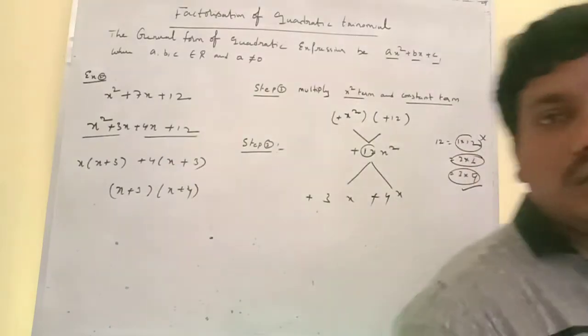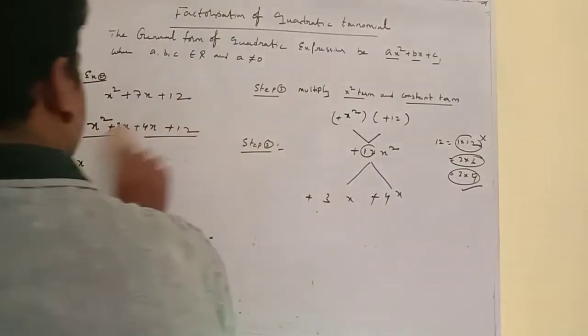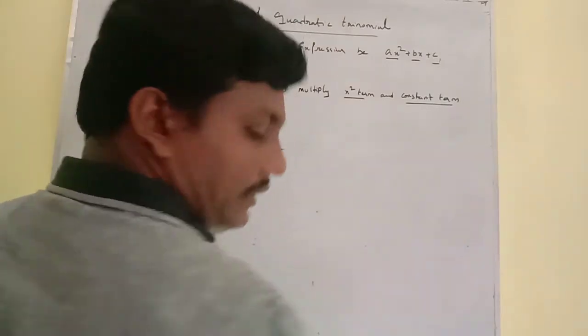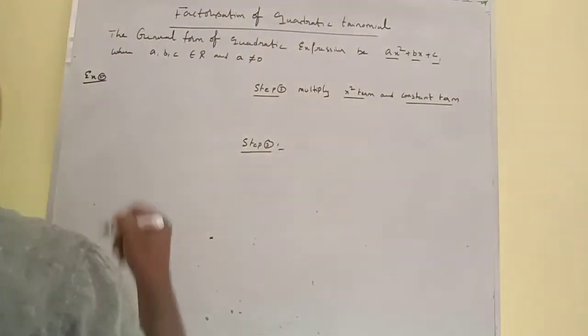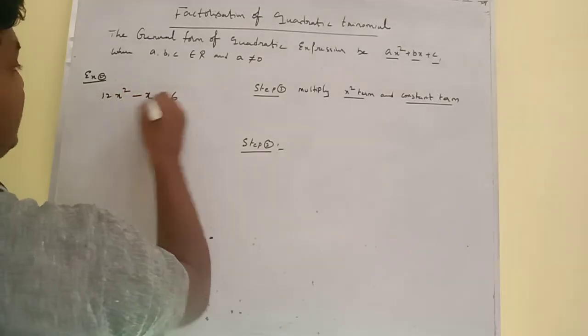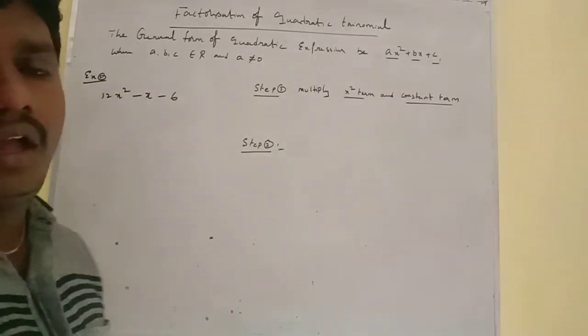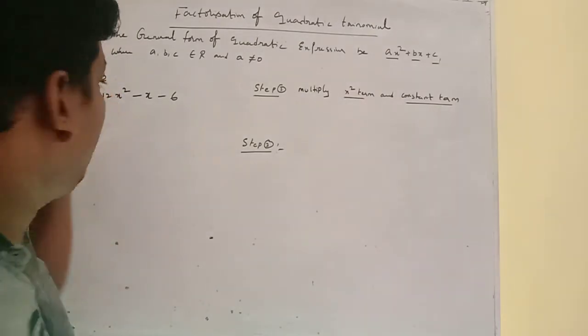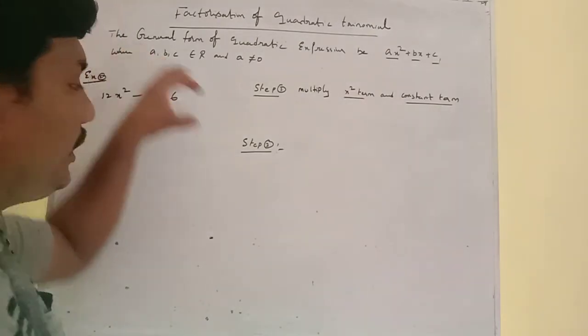So let us go for another example, you can see how to solve these questions. How to solve this question by taking another example. You can see 12x square minus x minus 6. In all the previous examples we have only x square term, that is monic. This is a monic quadratic expression.